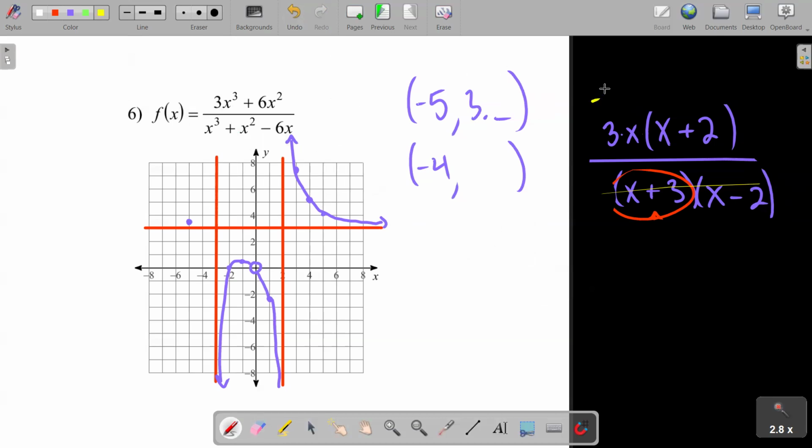So 3 times -4 is -12. -4 plus 2 is -2. Top equals 24. -4 on the bottom is -1, -6, which makes 6. Oh, how cute is that? We got a perfect 4. So at -4, we're going to have a perfect 4. Which means it was a little thing like this.